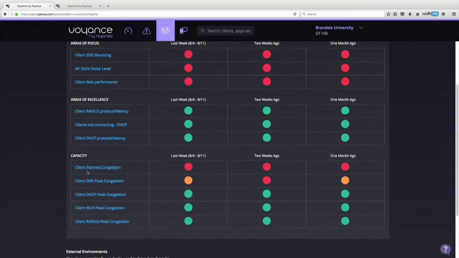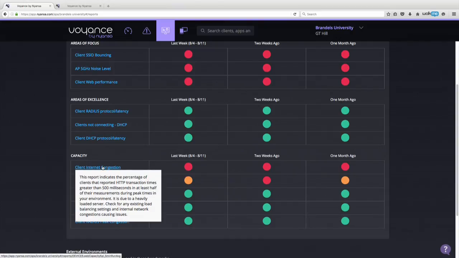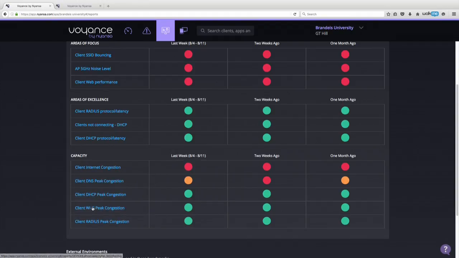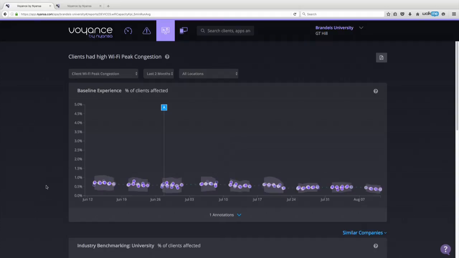We're going to look at a few different examples under capacity. Capacity is just like it sounds: what is the capacity of my network services as they sit here? Internet capacity, so client internet congestion. This is something you'll see as kind of a theme throughout the entire system. So we're going to move to client Wi-Fi peak congestion. I use Wi-Fi as an example.